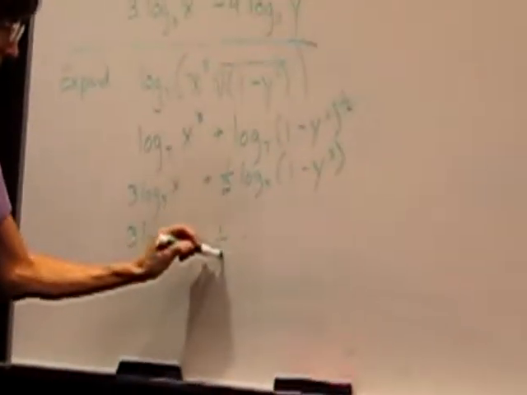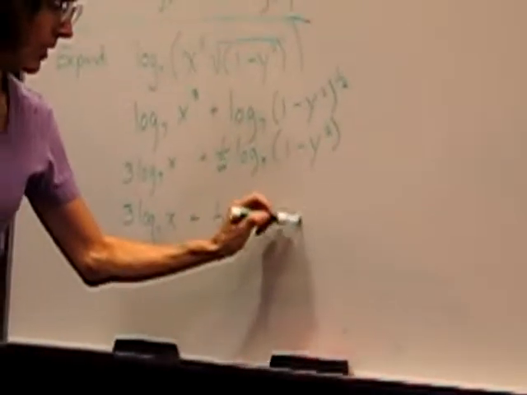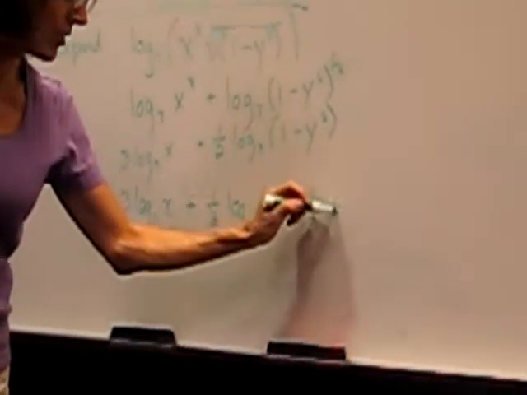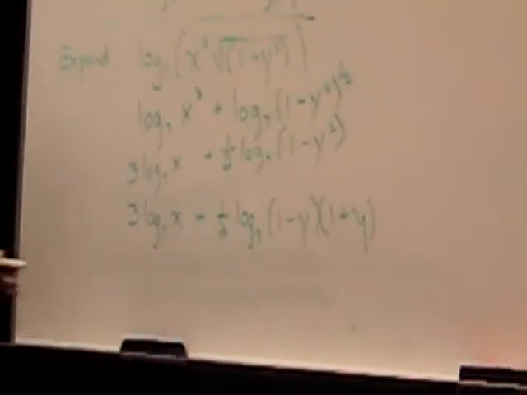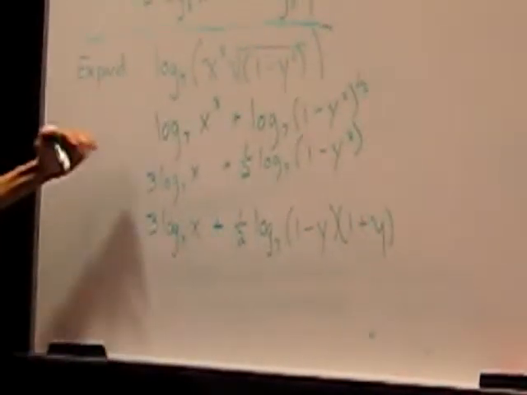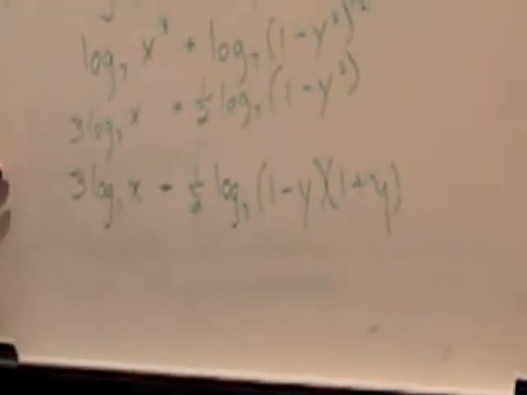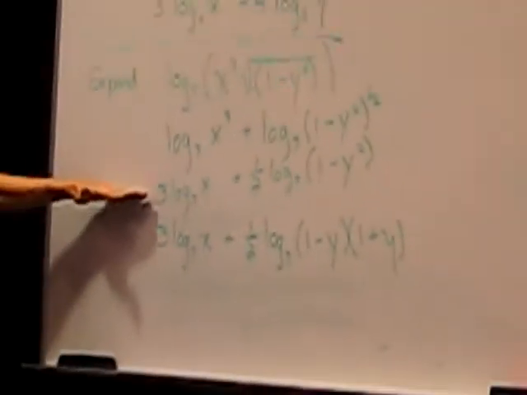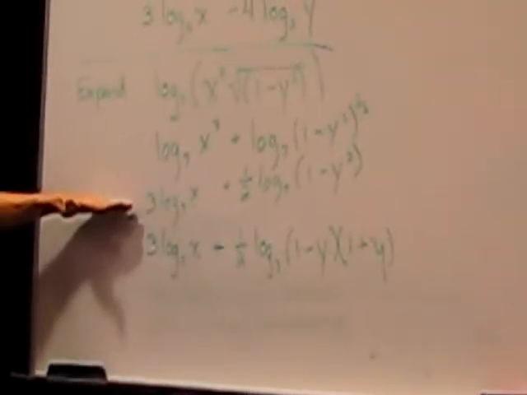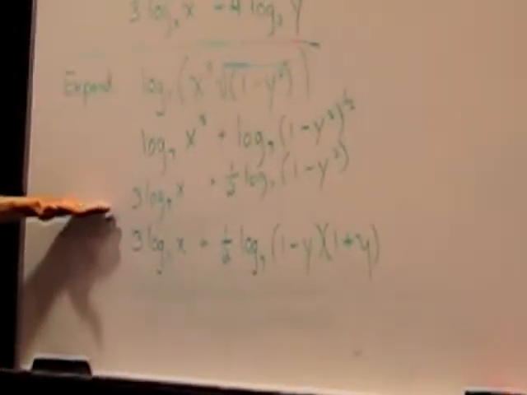Okay, so 1/2 log 7 of 1 minus y times 1 plus y. I think this is an extremely tricky problem, and I will share with you the fact that the first time I did this, I stopped there. So I think that this is a good reason to bring this back up and point this out, because it's really sneaky.